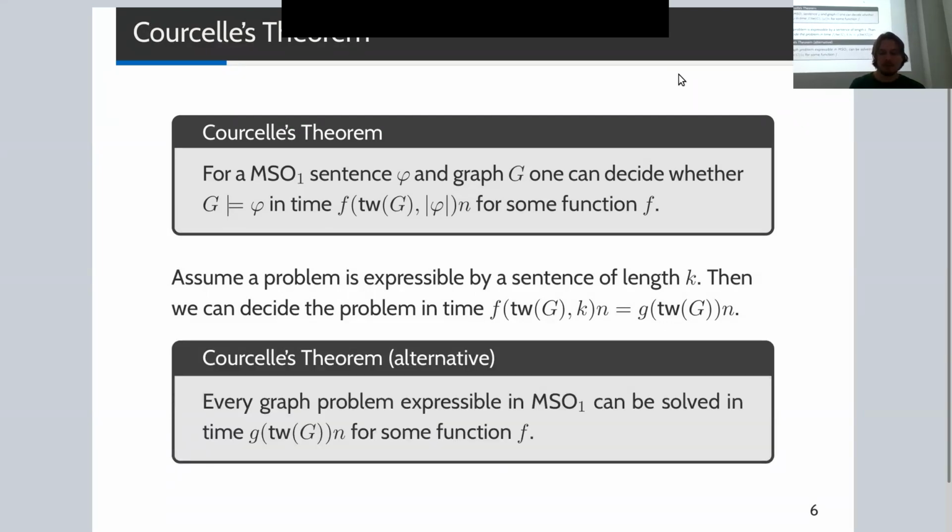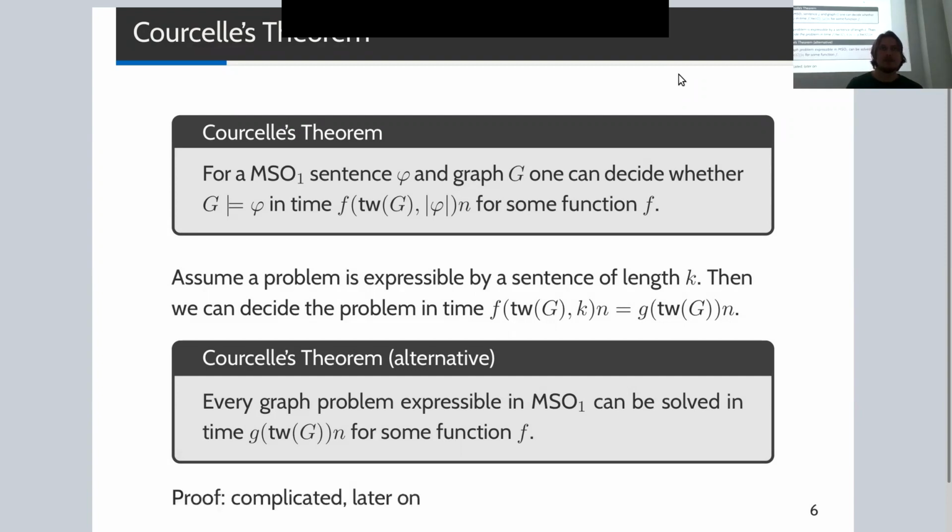Every graph problem that is expressible in MSO1 can be solved in time some function of the tree width of the graph times n, where f is some arbitrary function. And we will soon see that this function f will be a very, very bad and fast growing function.